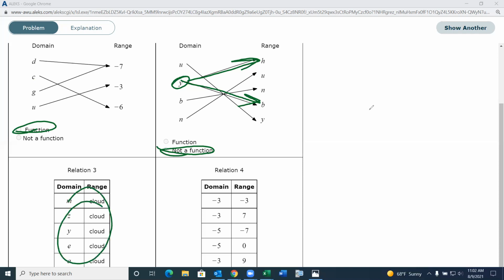How about this guy? Number 3. M is used once, and z and y and e and a. Each one is used once. Yeah, cloud gets used repeatedly, but so what? The answer is yes, it is a function.